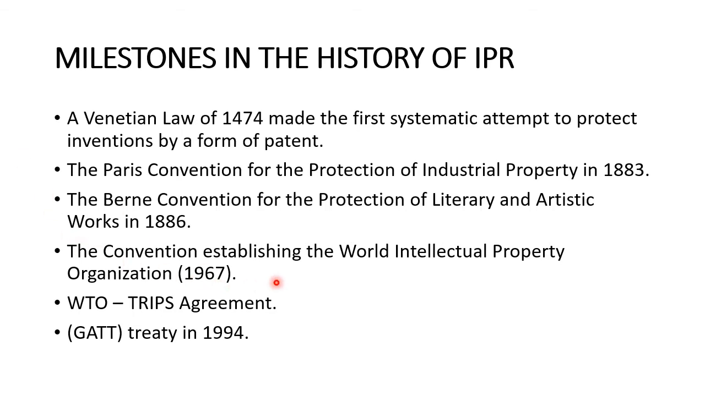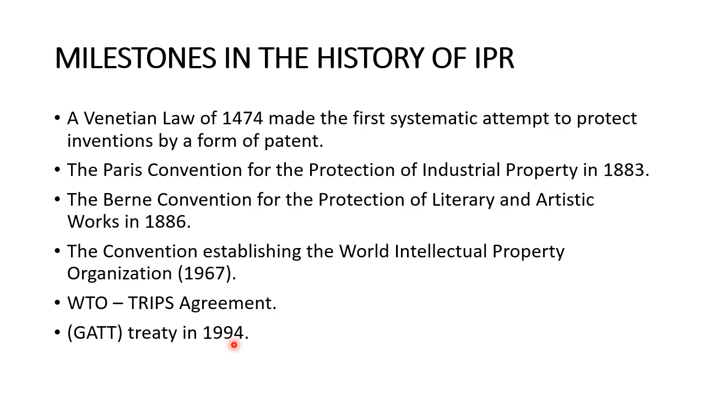After this convention, the World Trade Organization was established. With the establishment of the WTO, the importance and role of intellectual property protection has been crystallized in the Agreement on Trade-Related Aspects of Intellectual Property Rights, known as the TRIPS Agreement. It was negotiated at the end of the Uruguay Round of the General Agreement on Tariffs and Trade, the GATT Treaty, in 1994. So, these are some milestones in the evolution of the intellectual property system.